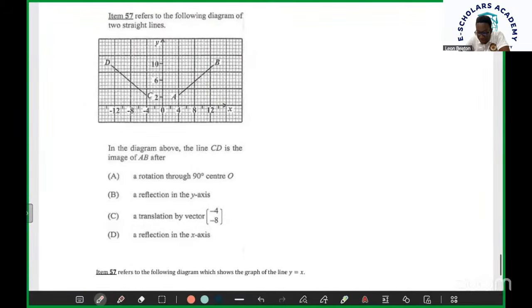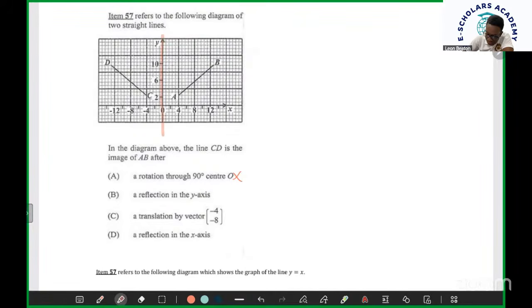Item 57 refers to the following diagram of two straight lines. In the diagram above, the line CD is the image of AB after... So CD is the image of this here. After what happens? A rotation of 90 degrees? Nah, that doesn't look like a rotation. A reflection in the y-axis? So yeah, that looks viable.